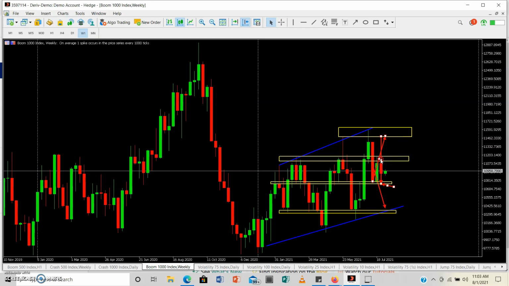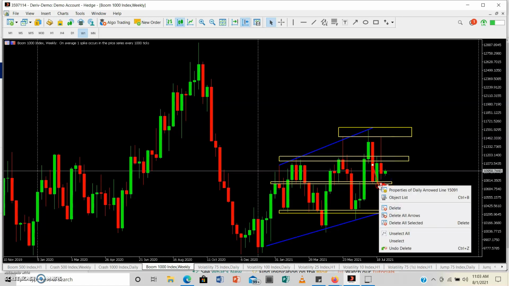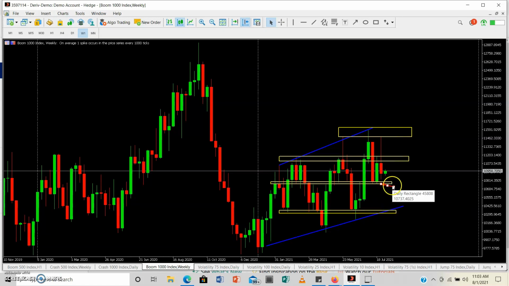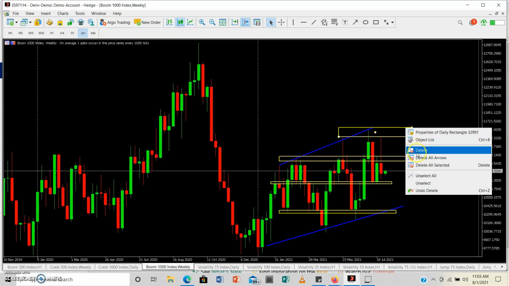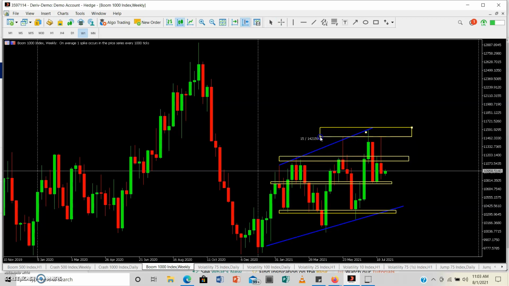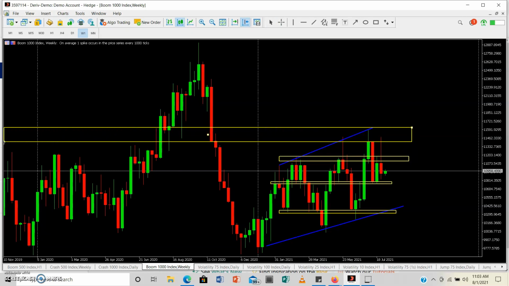So let me remove all this so that you can clearly see what's going to happen this week. For now, I'm going to remove this major resistance and adjust it. This major resistance, by the way, goes all the way to this level. As you can see, price was making major decisions on each of these levels.